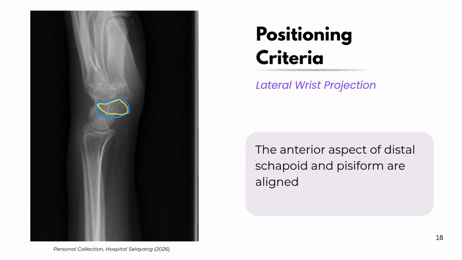The second positioning criterion is the alignment of the anterior aspect of the distal scaphoid and pisiform. As shown in this radiograph, the scaphoid and pisiform are aligned, indicating correct wrist rotation. This alignment confirms that the wrist is positioned in a true lateral projection.